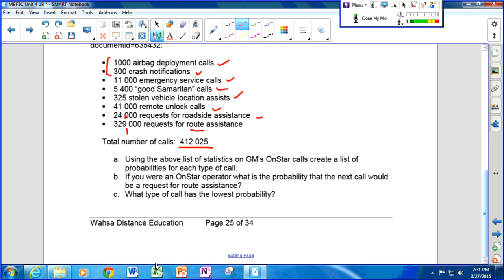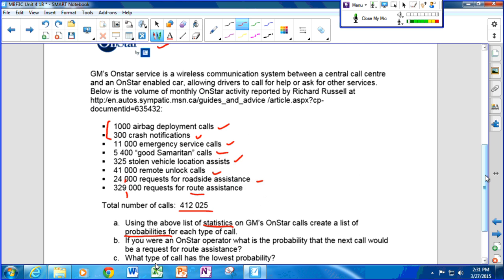So we can actually use all of this data to work out some statistics, right? Using the above list of statistics on GM's OnStar calls, create a list of probabilities for each type of call. Okay, so probabilities, wow. Remember that the probability of an event is the number of times that event happens in a sample space, divided by the total number of events. Now they gave us the total here.